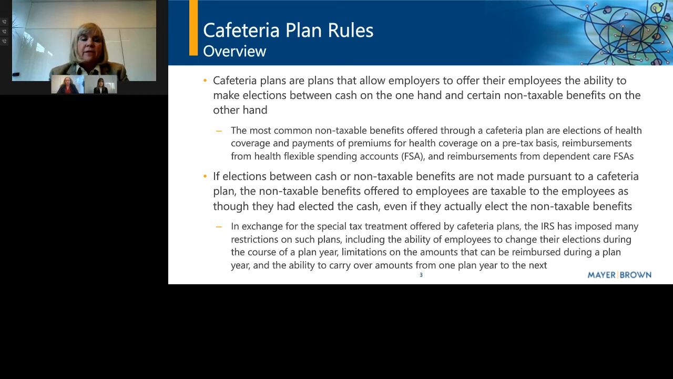The benefit of having a cafeteria plan is that elections between cash or non-taxable benefits outside of a cafeteria plan result in an employee being taxed on the value of the cash, even if the person elects the non-taxable benefit. So a cafeteria plan is an exception from that general tax rule. And in order to get that benefit, there are a lot of restrictions on how those elections need to be made and how much can be put into a cafeteria plan and how the reimbursements need to be made.